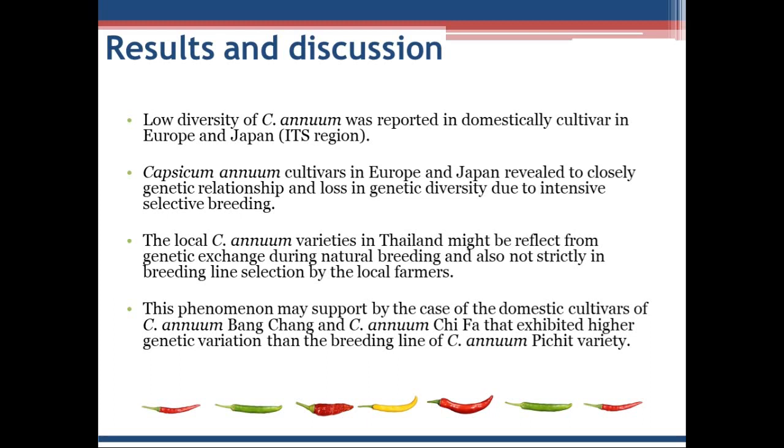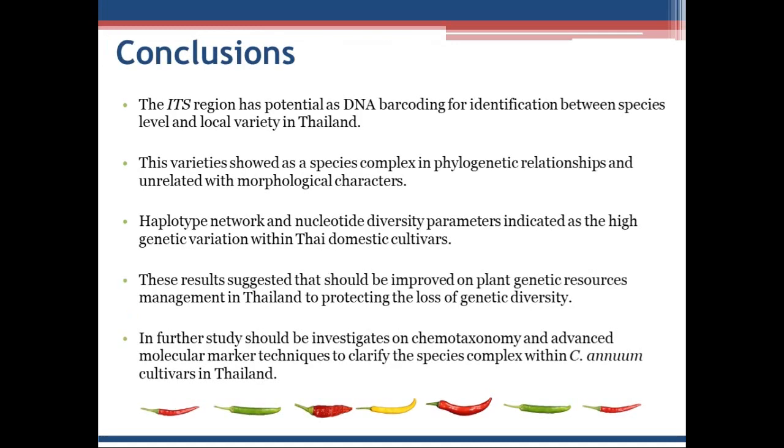For the local Capsicum annuum varieties in Thailand, this might reflect genetic exchange during natural breeding, and also breeding line selection that was not strict by the local farmers. This phenomenon may be supported by the case of the domestic Capsicum annuum cultivars Bang Chang variety and Chifa variety, which exhibit higher genetic diversity and variation than the breeding line of Capsicum annuum Pichit variety.